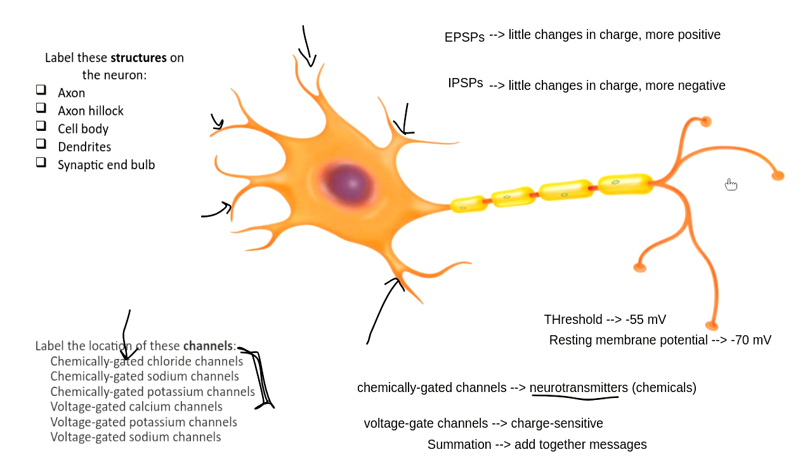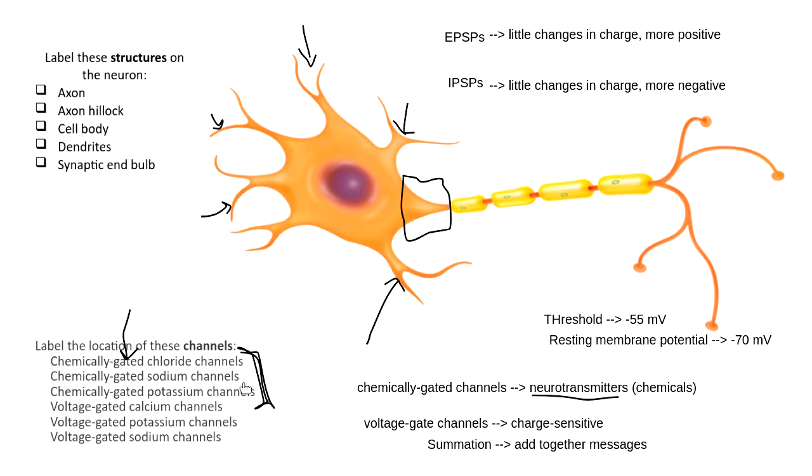Yeah, we're starting to chime in here. The part on my neuron where I add together all these little messages that my dendrites receive is the part right here called the axon hillock. This is where I add together my messages. So I add them all together here at the axon hillock. If all of those messages, when I add them together, get me to threshold, I will open up my voltage-gated sodium channels. Voltage-gated sodium channels help my membrane charge to get really positive.